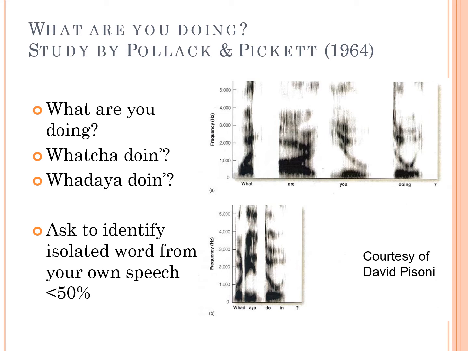So what they did was they had people come in and they recorded them speaking to, I think they had a confederate in there. They had them speaking to someone while they were supposedly waiting to go in for an experiment. And then when they came in for the experiment, they were asked to identify words that were spliced out from their own speech. As they were having this conversation with somebody else, they would pick out a single word, and people were at an accuracy of less than 50% for words pulled out of their own speech.